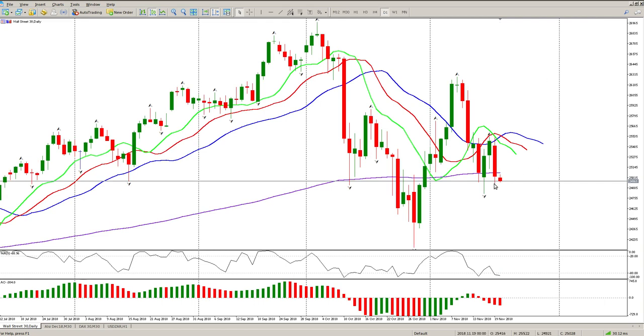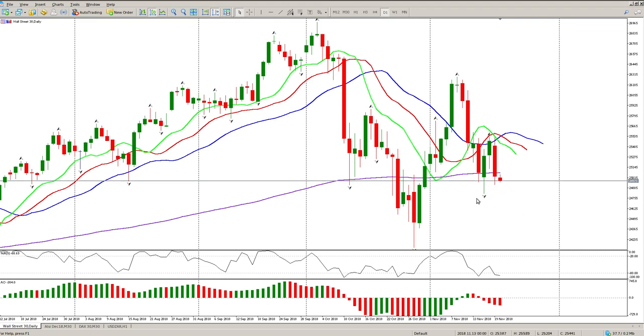Looking at the daily, we had a bounce off the alligator, and that's what this moving average is called. And we had a pretty strong sell-off. We are below the 200 moving average again, and that is pretty significant. So if we can stay below this, you can expect a little bit more downside coming.